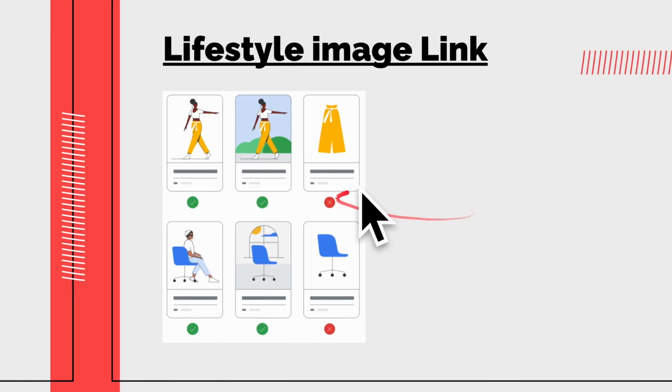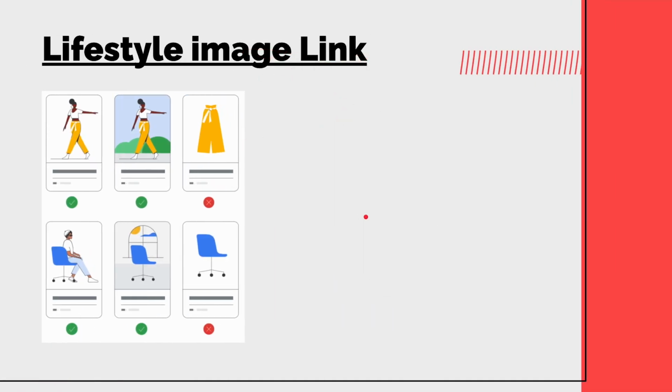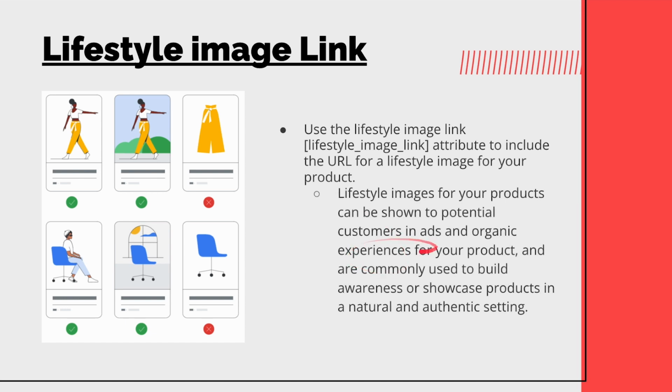Next, detailed product description. So lifestyle image link. So you can use this, and this will usually pop up on mobile. And this will show different lifestyles when people are searching. So you can see the examples here. It can be lifestyle, but it's not just like a product image. It will be like the product in use or on a model.